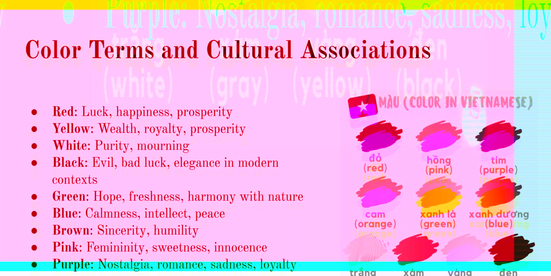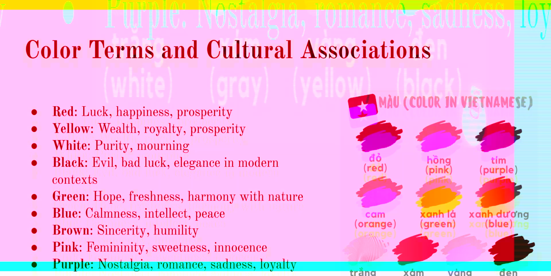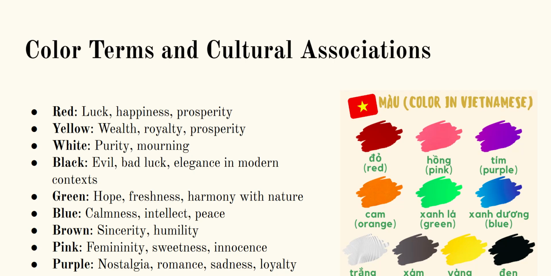Blue is a representation of calmness, intellect, and peace. Brown is a representation of sincerity and humility. Pink is generally represented as femininity, sweetness, and innocence. Purple is nostalgia, romance, sadness, and loyalty. These are basically the color terms and their cultural associations in Vietnamese.